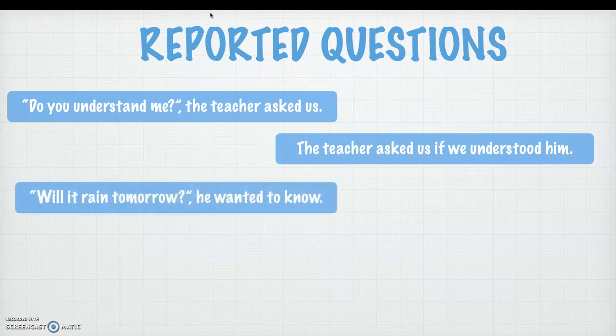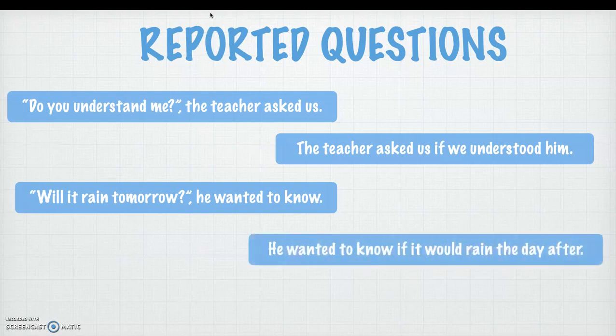Another example. "Will it rain tomorrow?" He wanted to know. This is a yes-no question in the future. So he wanted to know if or whether it would rain the following day. It would rain. Remember to use the subject before the verb. There is no subject-verb inversion. Will becomes would. So again, he wanted to know if it would rain the following day, or the day after.